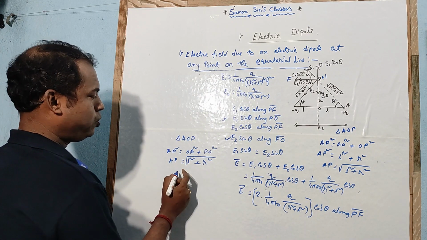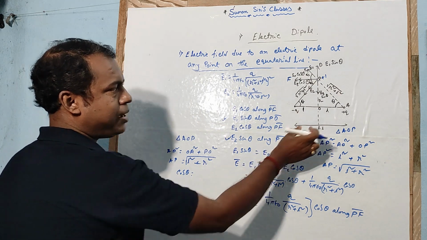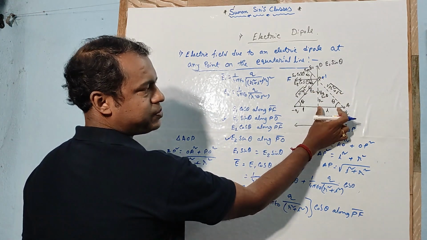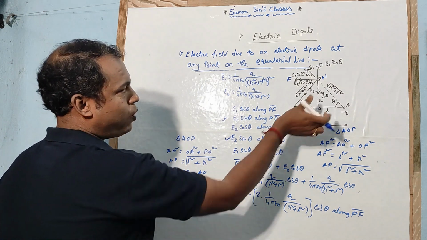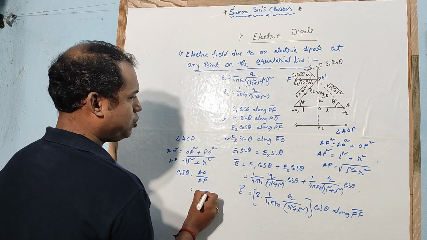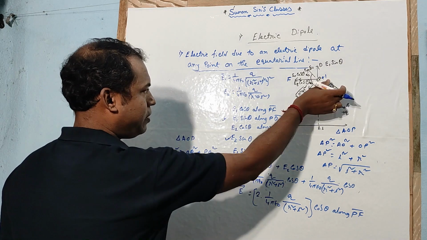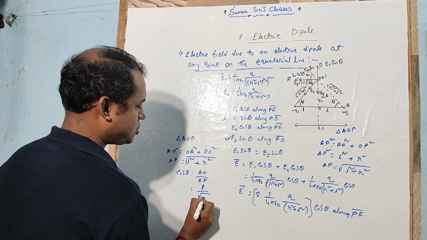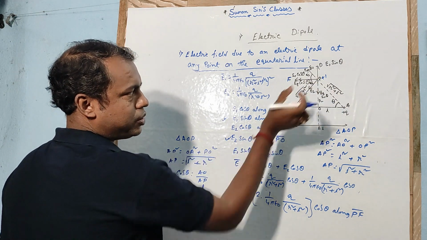So again, when we want to find out cos theta, cos theta means the base by the hypotenuse. What is the base? That is AO. And what is the hypotenuse? That is AP. What is AO? AO equals small l. So cos theta is small l by root over of r square plus l square, since this is the value of AP.